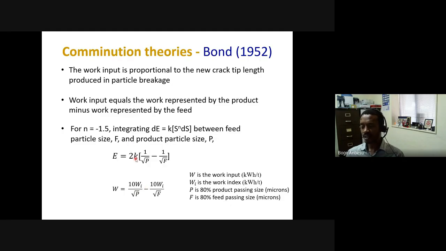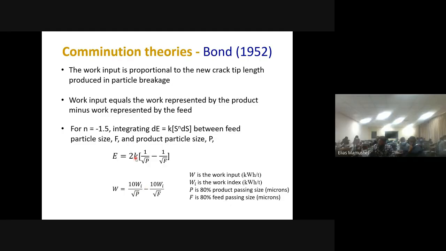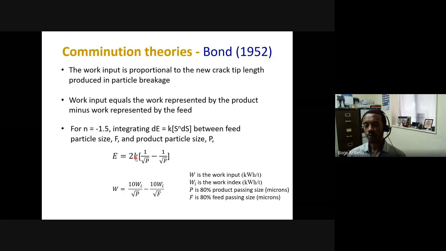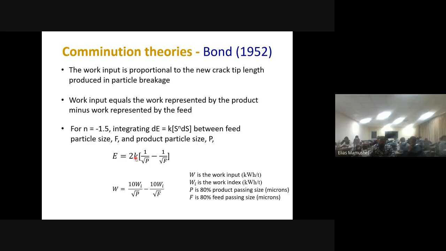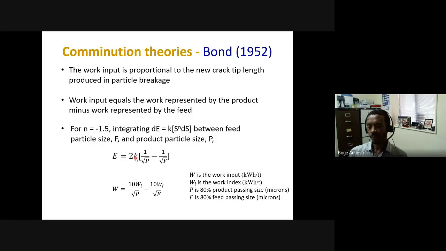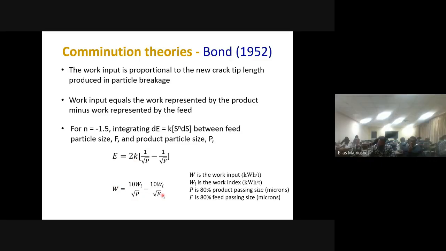Now, instead of the K there, which I've already told you is related to the hardness of the rock, we can take that hardness of a rock, which is associated with a particular rock, as the work index. So in other words, if I can measure power consumed during my crushing, and I did particle size distribution on the product and particle size distribution on the feed, then I know the W, I know the P, and I know the F.